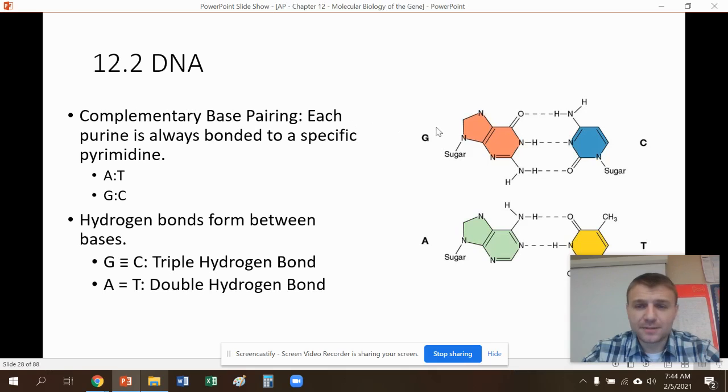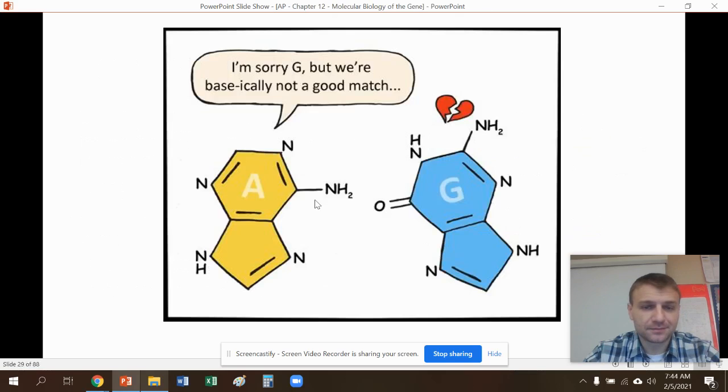Like I said, complementary base pairing, A's and T's, G's and C's. There we go. We're good there. Hydrogen bonds are between G's and C's, A's and T's. There are 3 between G and C and 2 between A and T.